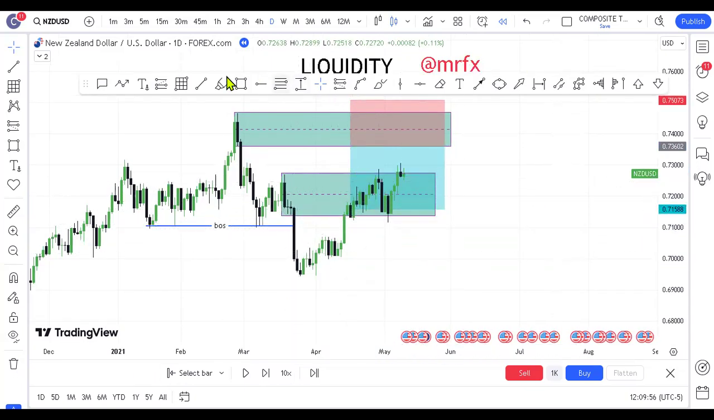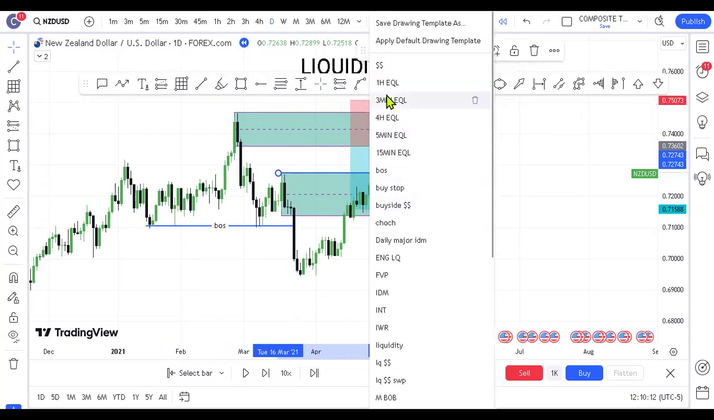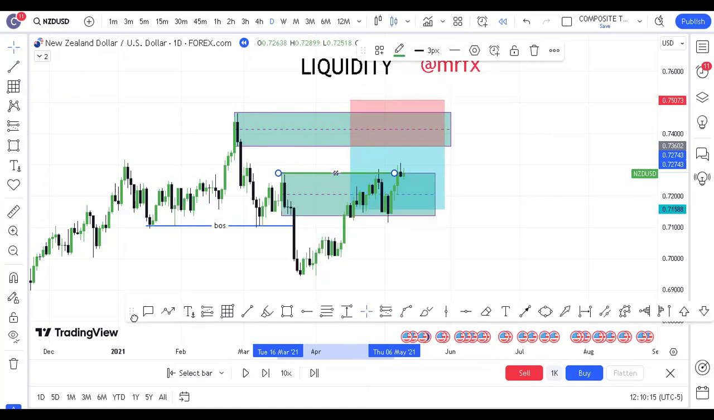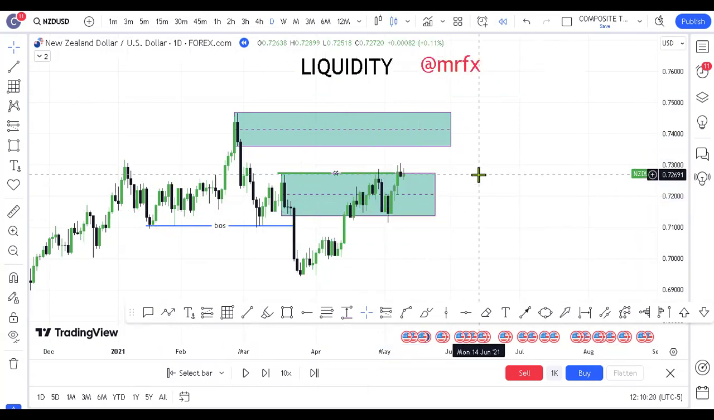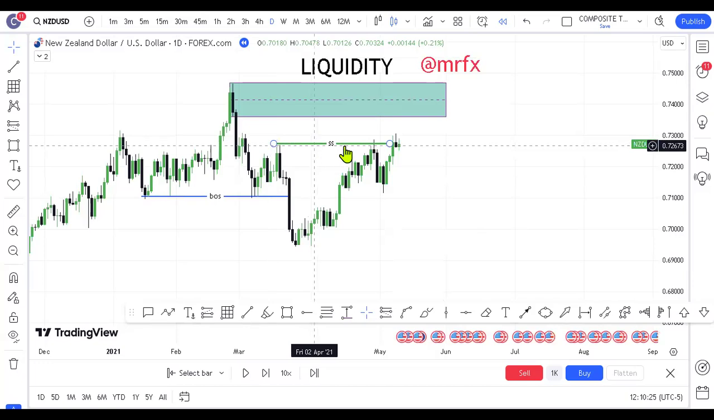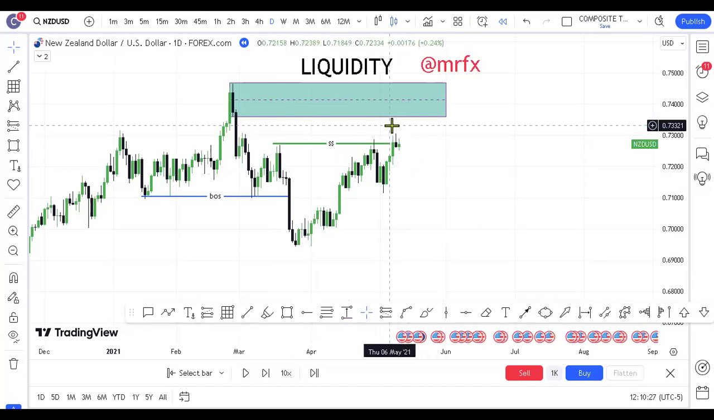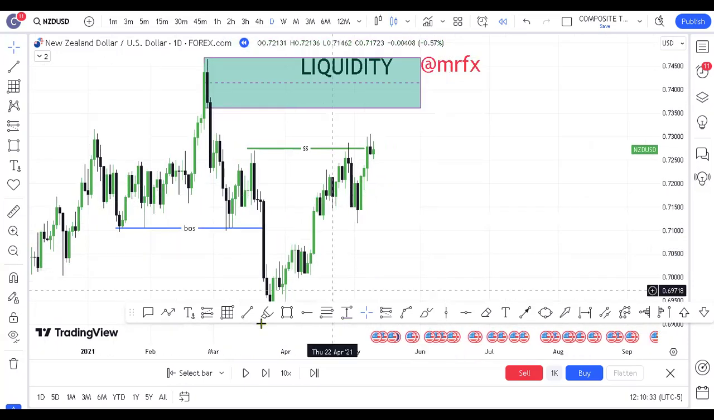Why? Because this high is a high that led to that break of structure, and there's no pullback here, there's only a pullback here. So this means that this was your liquidity level that was supposed to be taken out first. This was your liquidity level. So let me remove this. And you realize that price has taken out that level. So after this level has been taken out, you can now start preparing to look for a sell. For example, let me see.